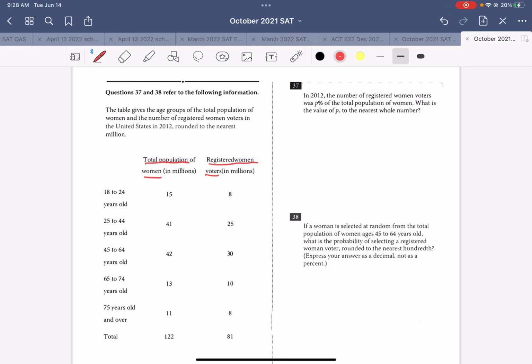So if you look at the bottom, the number of registered women voters is here, 81, and the total population is this. So you can say 81 over 122 times 100. That is the P value percent. So when you put it in the calculator, that gives you 66.